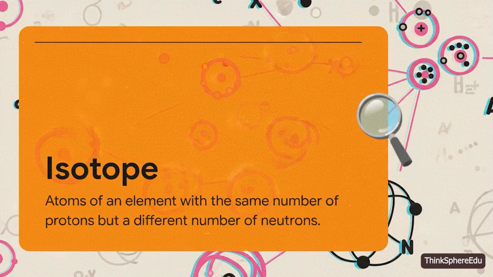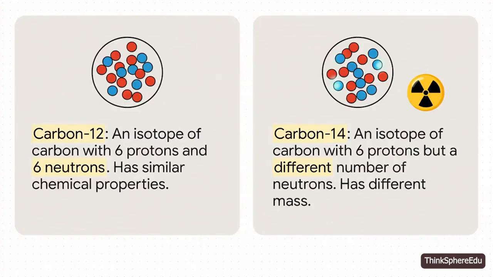Now, the second type of variation is the isotope. This is a totally different thing. With an isotope, the number of protons stays exactly the same, but the number of neutrons is different. Carbon is the perfect example to understand this. Most of the carbon in the world is carbon-12. It's got 6 protons and 6 neutrons.